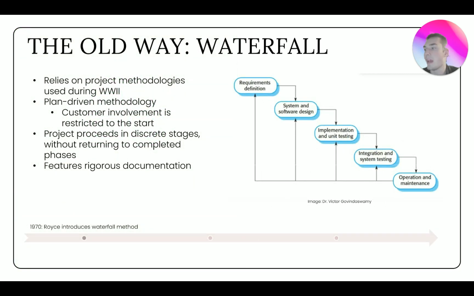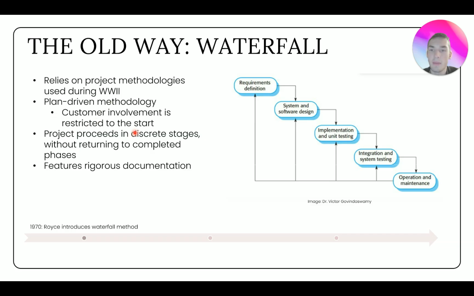What we'll call the old way is the waterfall method, and it relies on project methodologies used during World War II for military development and things like that. So to develop weapons and vehicles and things like that for the war. And in 1970, Dr. Royce codified this and put into writing for the first time what we call the waterfall method of software engineering. And it's a plan-driven methodology.